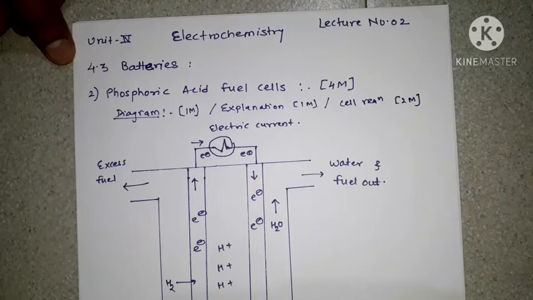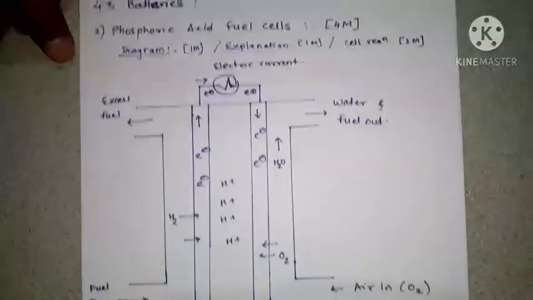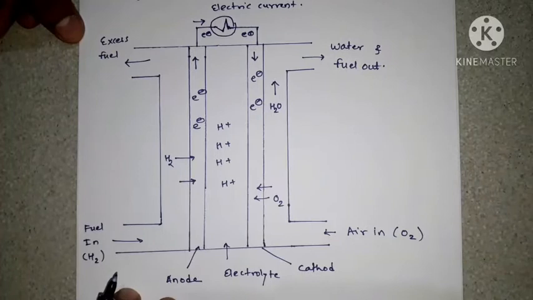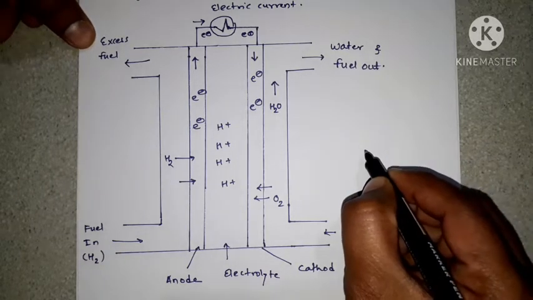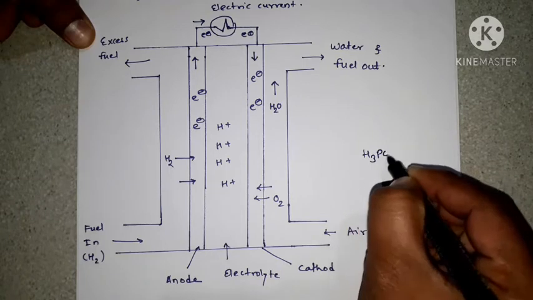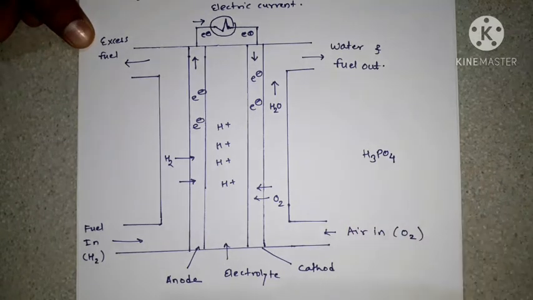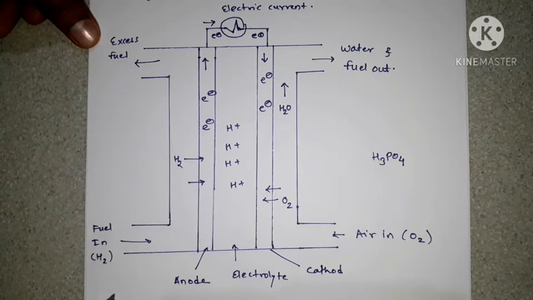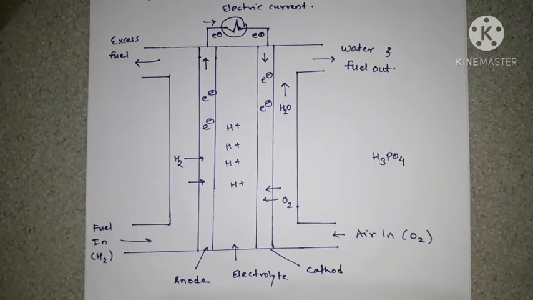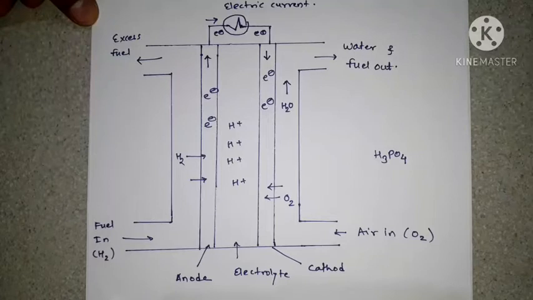Okay, so first we have to draw like this. This is the diagram of phosphoric acid fuel cell. As we know, the formula of phosphoric acid is H3PO4. This is a strong acid, as we know. In the explanation part, we have to write one by one the construction and explanation of this fuel cell diagram.